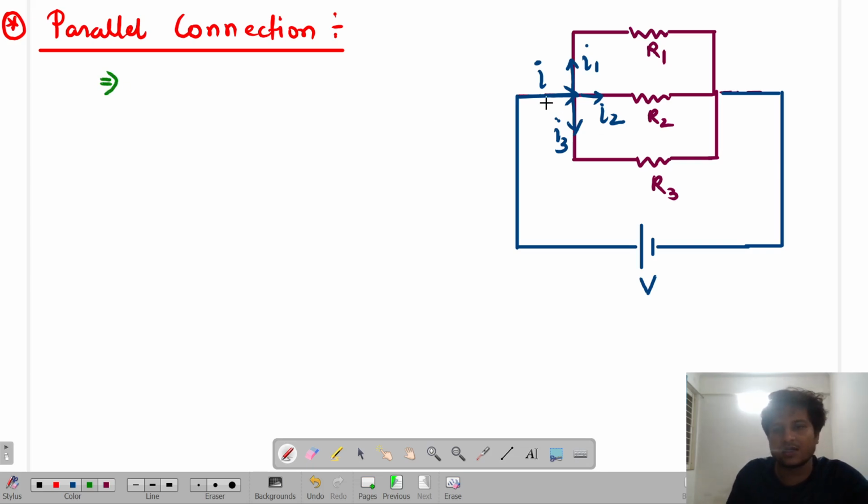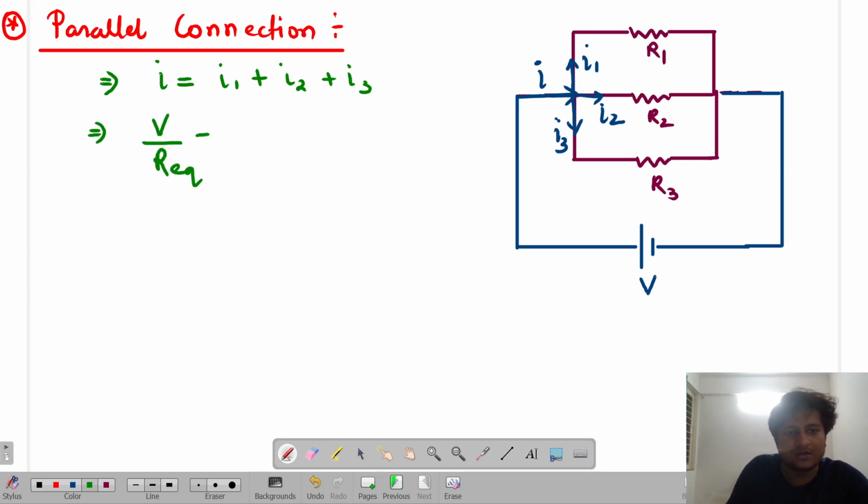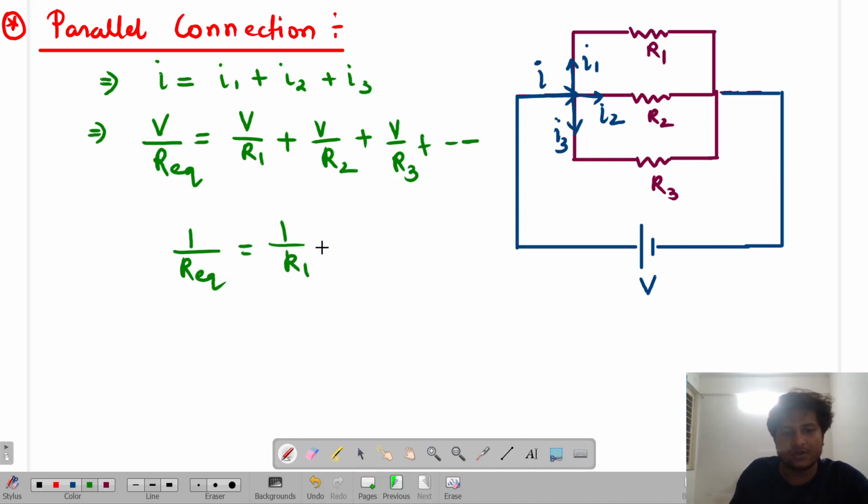So look over here. I is equal to I1 plus I2 plus I3. What is I? I is nothing but V by R equivalent. I1 is V by R1. Similarly, V by R2 plus V by R3 and so on. So this means that in parallel connection, 1 by R equivalent is 1 by R1 plus 1 by R2 and so on. Are you able to get me or not? Is that clear? So look over here. If I have these kind of circuits, I can directly look and you can see that I can calculate R equivalent easily or not.